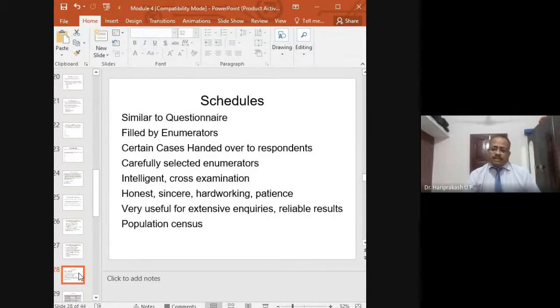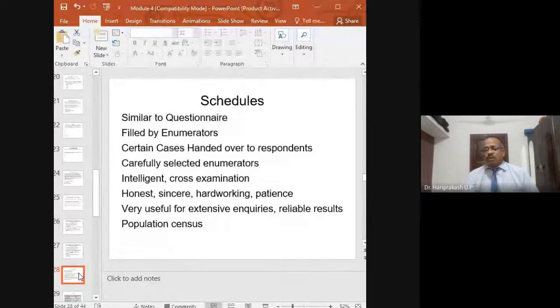Here the enumerators are selected very carefully. It is not that anyone and everyone can become an enumerator. So they need to have certain characteristics, they need to have certain features. The enumerators should be intelligent, they have to be knowledgeable, because in some cases when the questions in the schedules are not very clear to the respondents, it will have to be explained to them. There may be cross examinations to get more clarity of data. So in that sense, the enumerators should be intelligent.